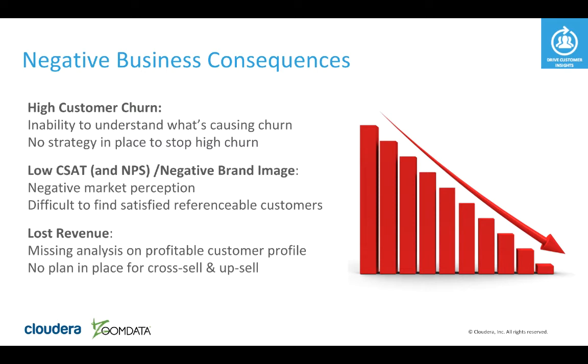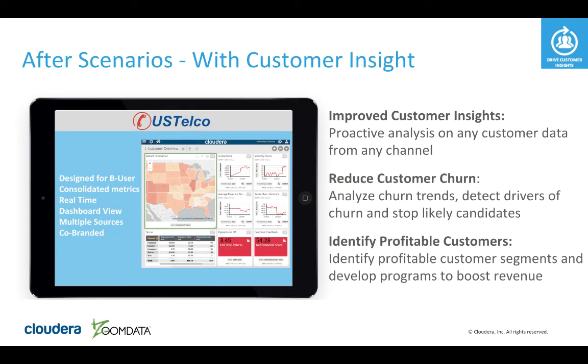Missing analysis of profitable customers means that we're doing more of the wrong things potentially, as opposed to doing the things that our most profitable customers want us to deliver to them.